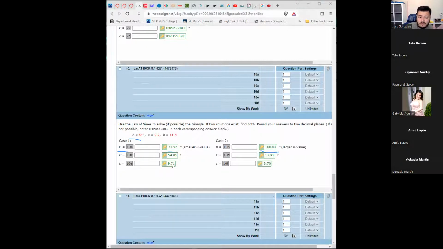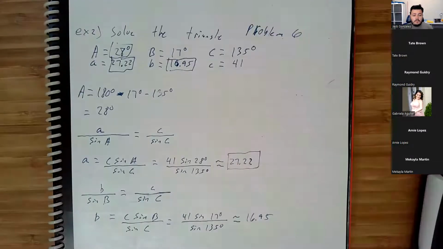If neither work, or if you get an error on your calculator, you just stop and say, okay, there's no triangle. Okay, so the only time you have to worry about 1, 2, or no triangles is when you're given a question that only has one angle. Okay, so let's do the one that has no solution. Number 9, I guess.